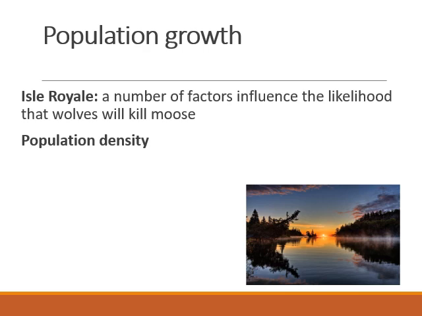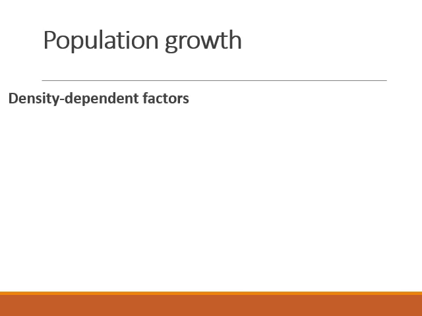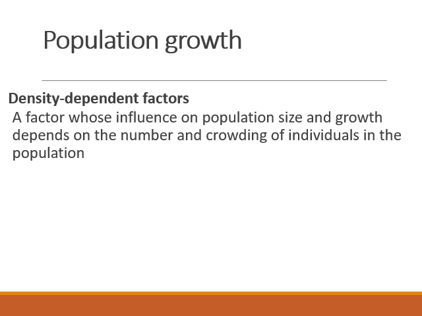So again, with Isle Royale, there's a number of factors that influence the likelihood that wolves will kill moose. One of them is something called population density. So population density is basically the number of organisms per given area. Okay? So the more organisms you have, the higher the population density is. So say if we're looking at New York versus Honolulu, right? The population density is much higher in New York than in Honolulu. There's a lot more people living in a smaller area than there is here, or even let's say somewhere like Wisconsin, right, where you're in more of a country type area.